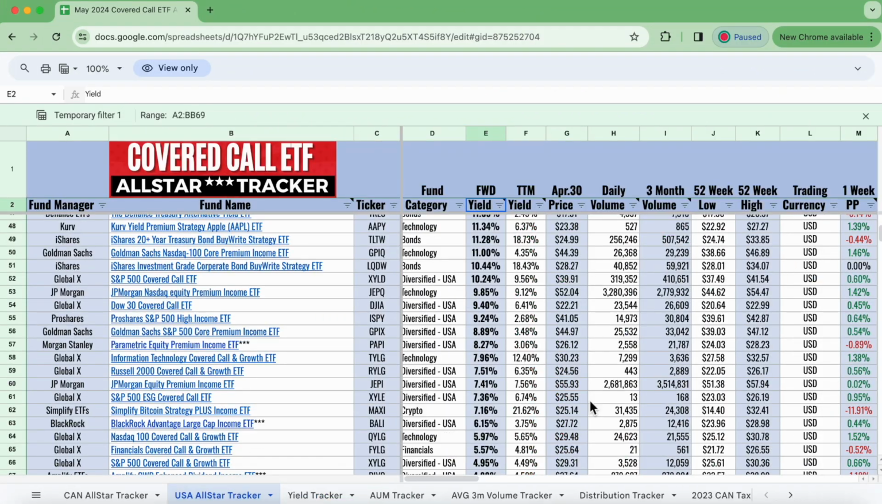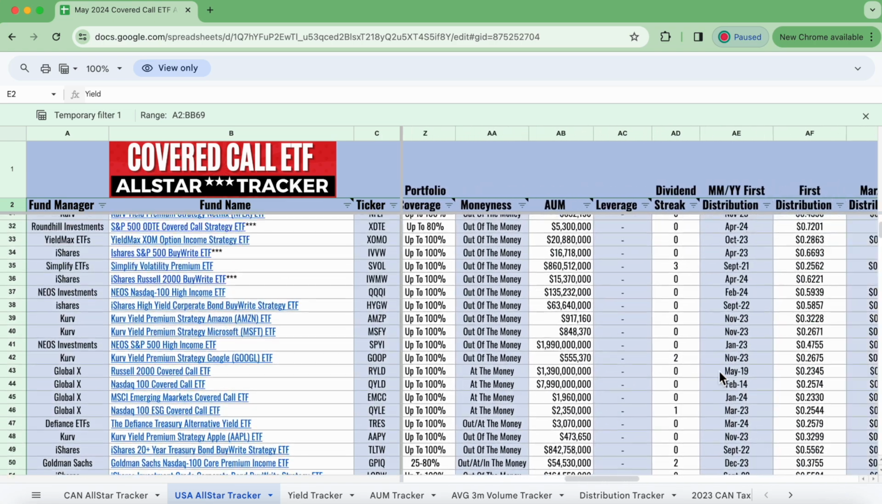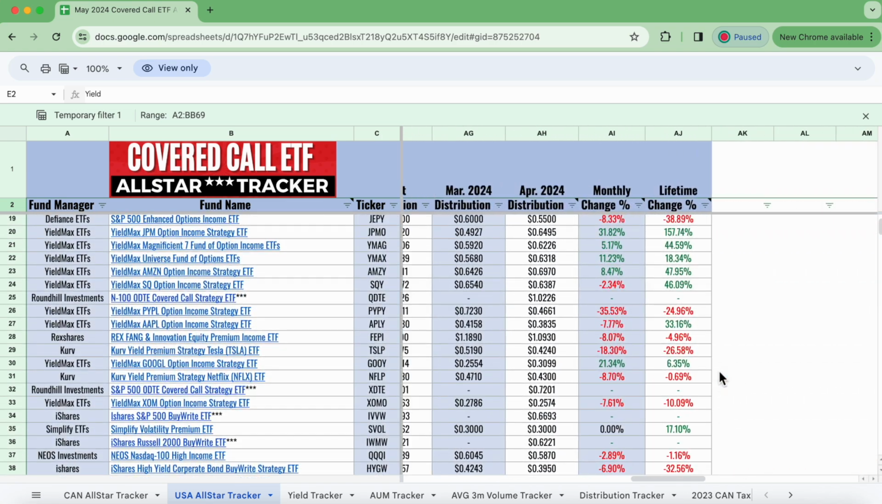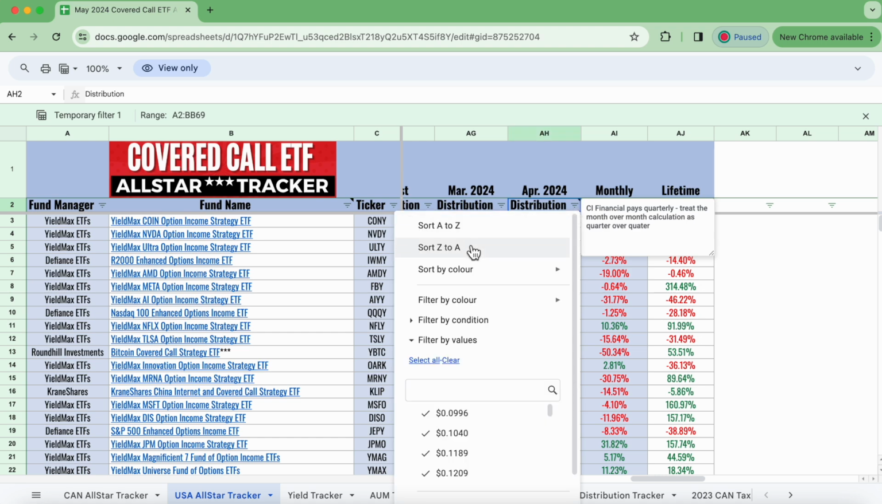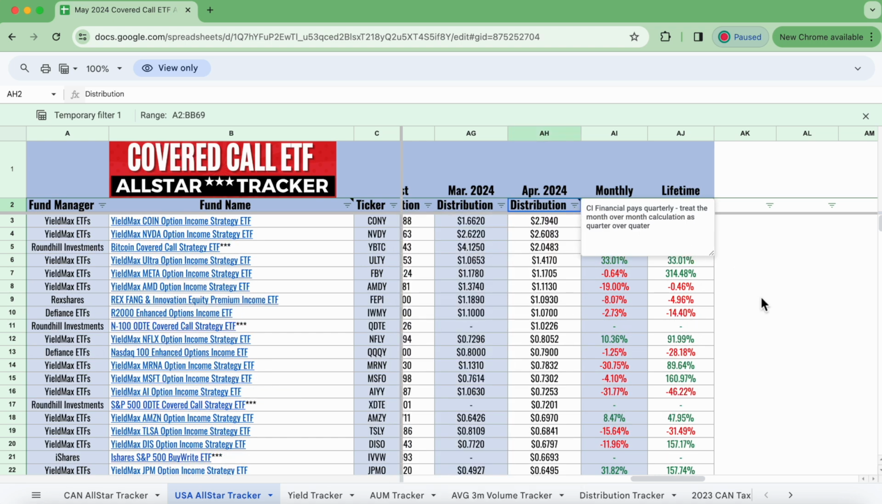So let's check out USA distribution changes. Let's go over to some distribution changes this month. What tends to be a little bit tough to talk about is distribution changes on the American side of things.